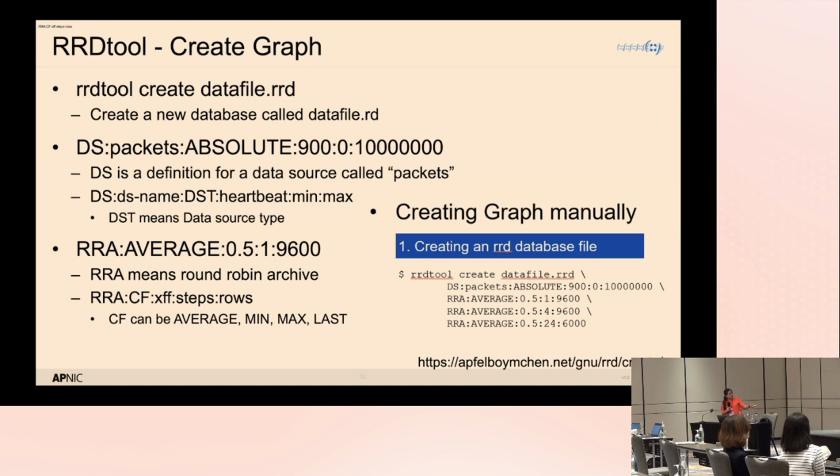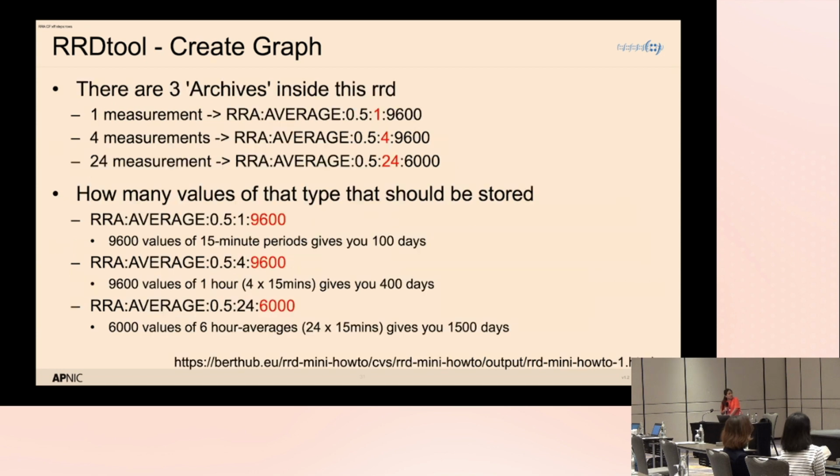So the value here is actually the X files format, I think it's what it's called. And then the steps and the number of rows, meaning that you can have 9600 rows or 9600 values out of that. So what it means for us is like this. As I said, you can have multiple archives or RRAs in your RRD file. In this case, we have 3. The first measurement is this one, which means you only have 1 step or 1 measurement. Here we have 4 measurements, and this one has 24.